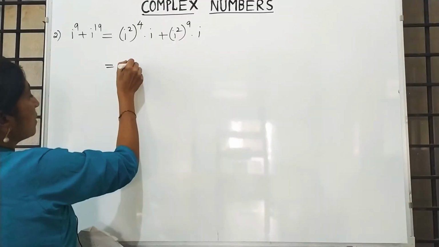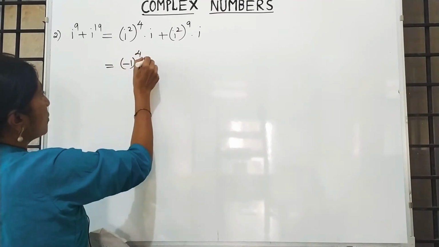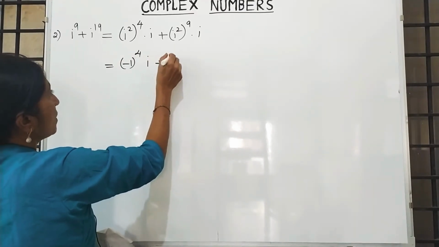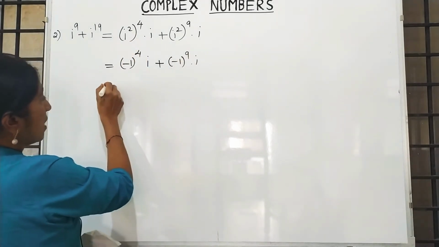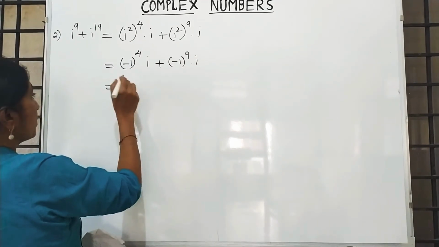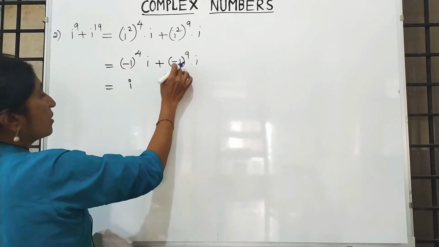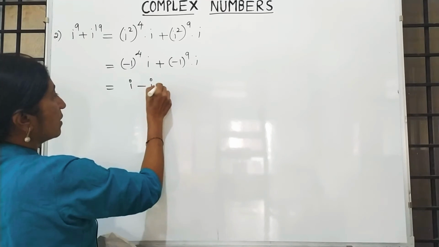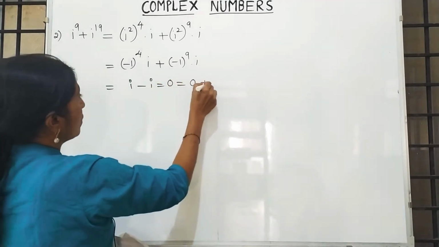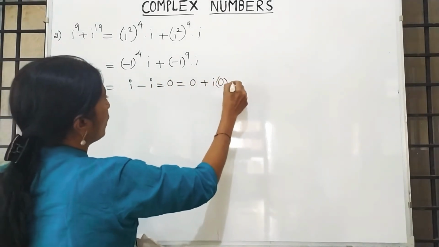See, i square is minus 1 raised to 4 into i, plus i square is minus 1 raised to 9 into i. Minus 1 raised to an even number is plus, so it is i. Minus 1 raised to an odd number is minus, and plus i plus minus i is 0. So, 0 can also be represented in the form of a plus ib.